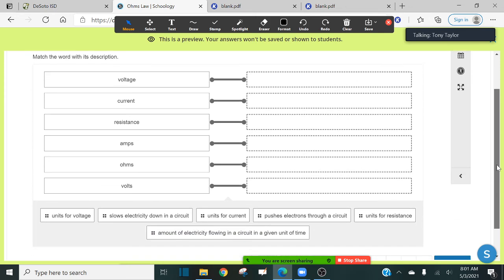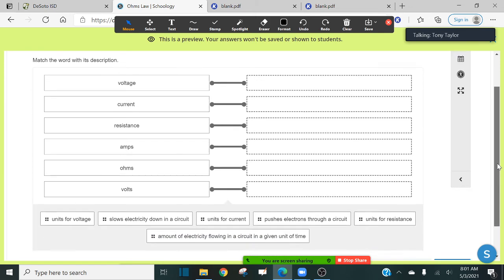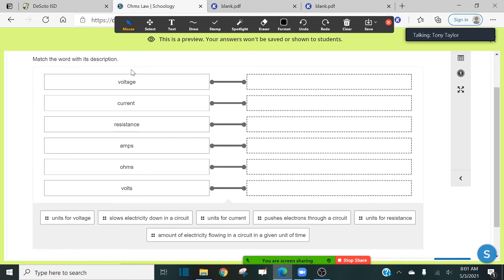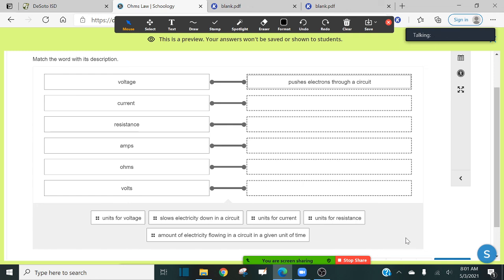Okay, guys, look at this one right here where it says match the words with its description. Okay, so voltage. What is voltage? Okay, remember what I said? Voltage represents basically the potential energy or the potential difference of the battery. So the voltage is what's responsible for pushing electrons through the circuits, right? Because you have that potential energy supplied by the battery, that's responsible for pushing electrons through the circuit. Okay.